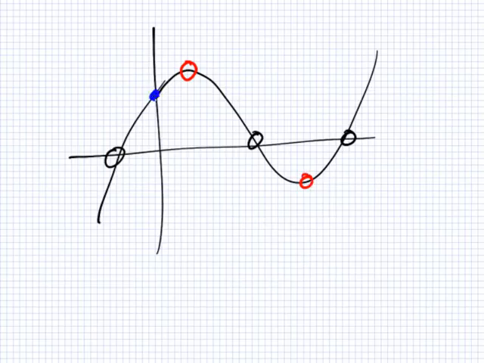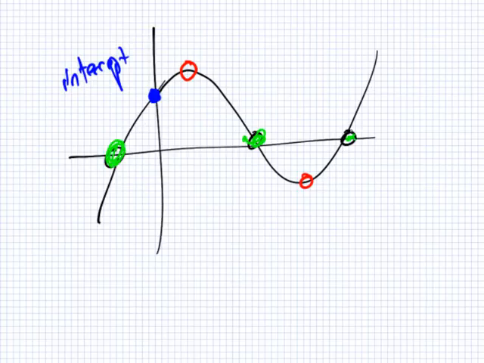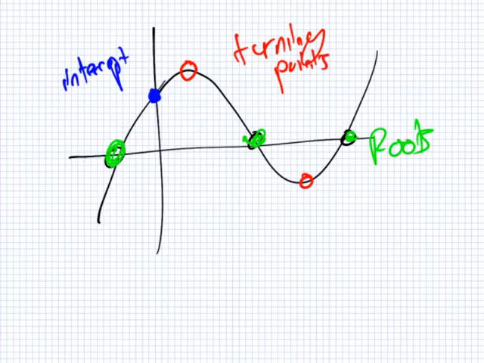We already knew how to find that. What's this one called? The blue one. Y-intercept. So now we have the intercepts, and we have the roots. And from today's lesson, we have the stationary point or the turning point.